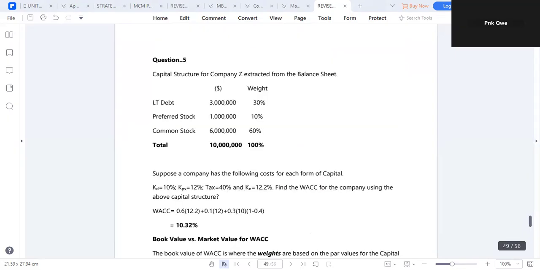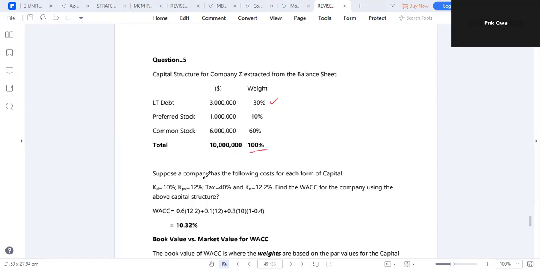So look at an example. For instance, we have a capital structure. Company Z has the following balance sheet. Debt here is 3 million, preferred stock 1 million, common stock 6 million. The total is 10 million. So what is the weight of each of these? 3 million over 10 million is 30%. 1 million over 10 million times 100 is 10%. 6 million over 10 million times 100 is 60%. So the total should be 100%. This is just the composition of each.